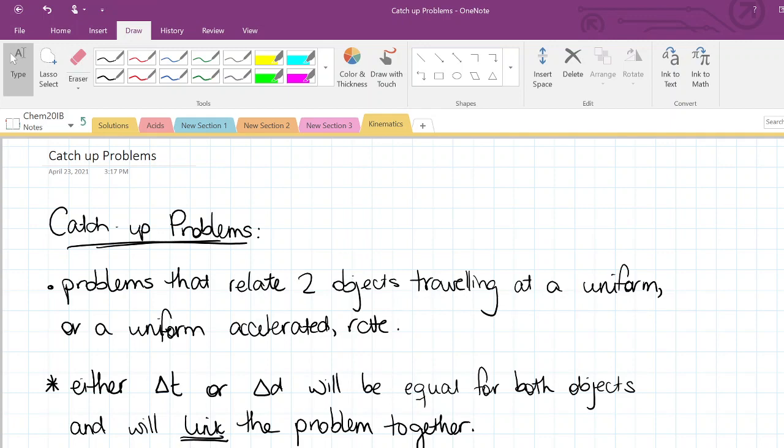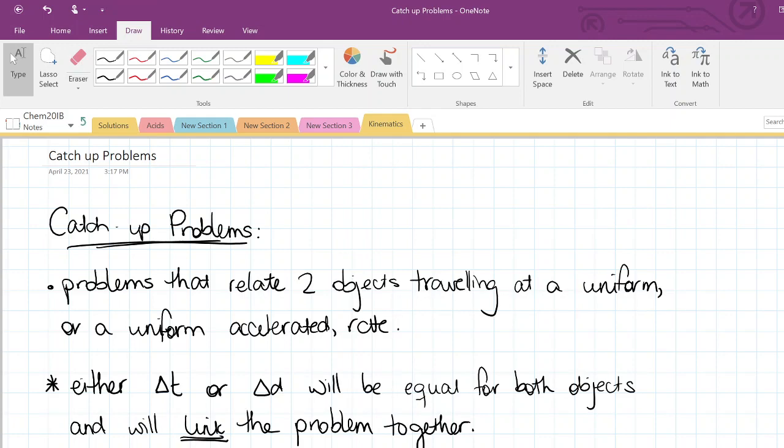So I have two example problems that I want to run by you guys. Thing to note with a catch-up problem is that it will always relate to objects that are traveling, and they're either traveling in the same direction and one object catches the other one, or they could be traveling toward each other and we want to know at what point they will meet. And like I said, it could be uniform motion, it could be uniform accelerated motion. One object could be traveling at uniform motion and the other one could be traveling at uniform accelerated motion. But right now we're just going to talk about that uniform motion scenario.